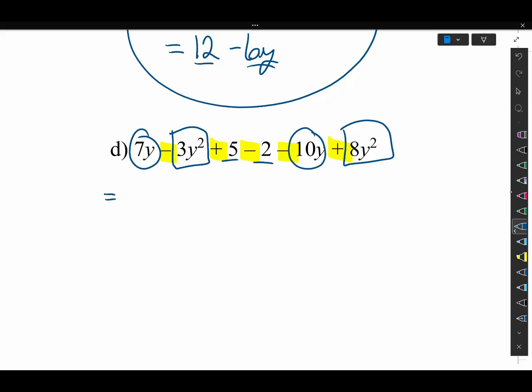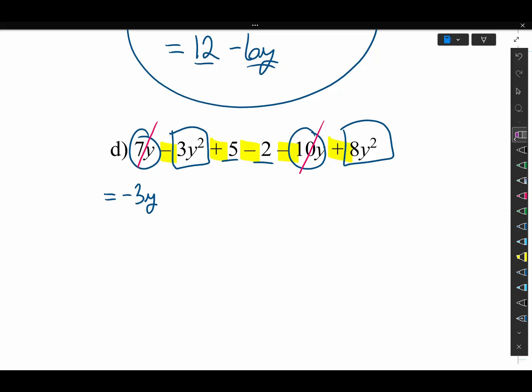So I'll combine all of my y terms. Okay, so I have 7y minus 10y. Don't forget that minus sign. So I'm working with negative 3y. And then my y squared terms, really I can cross these out because I have so many, it might help me make sure I'm not forgetting any if I cross them out as I go along. So I have a negative 3y squared right here, and then I have an 8y squared over there. Those are my y squared terms.